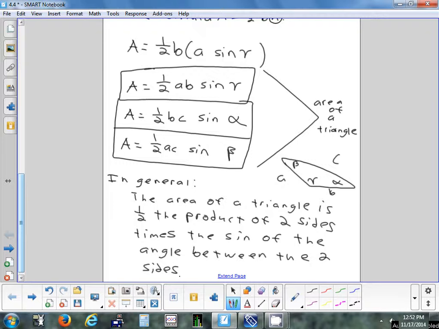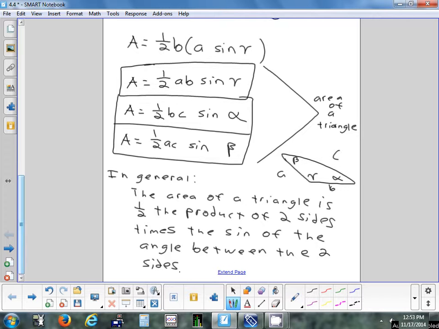So just try to remember that idea. 1/2 two of the sides times the sine of the angle between. Okay. Any question on the formula? So that's a different formula to find the area of a triangle. So we'll try a couple examples. The area of what? Area of a triangle. These formulas will work on any type of triangle. Could be isosceles, equilateral, scalene, any type.